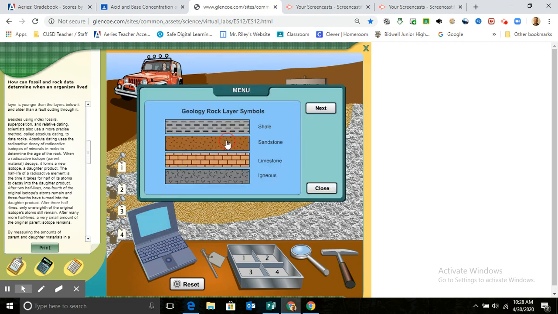So field guide. Okay, so this rock is igneous rock. Okay, and then this rock right here is the sandstone. Okay, this is an example of sedimentary rock, and those are the only ones that contain fossils. Igneous rock is the only one that you can radioactively date.